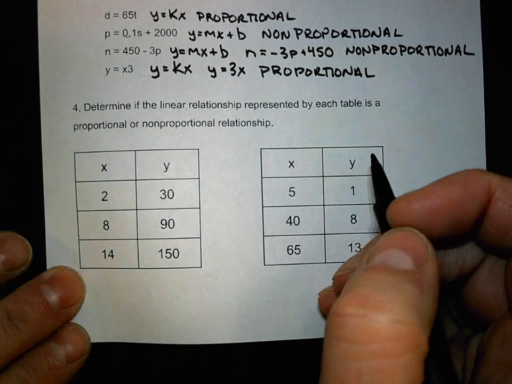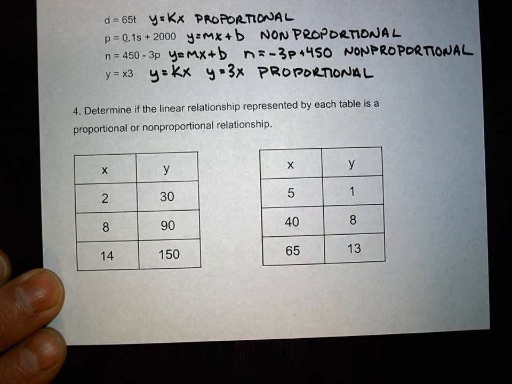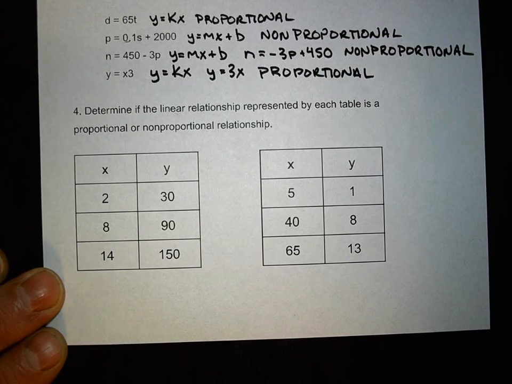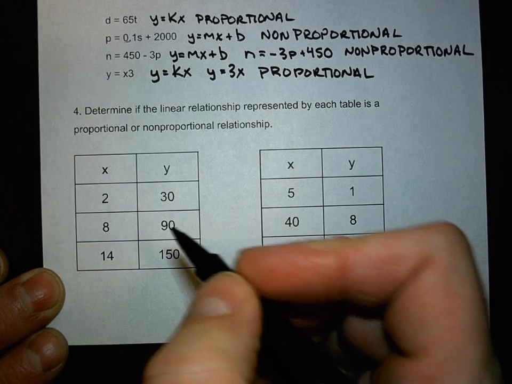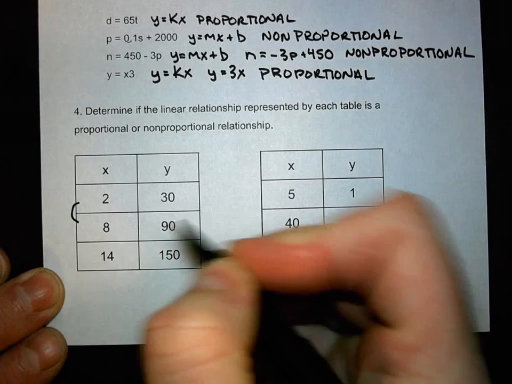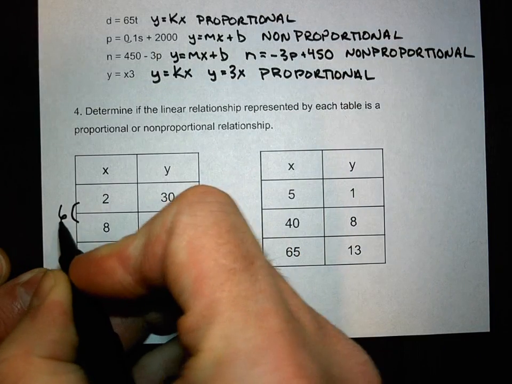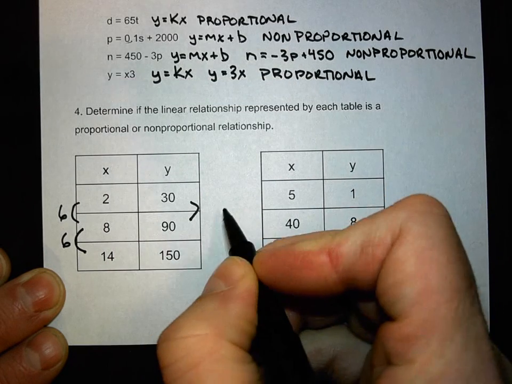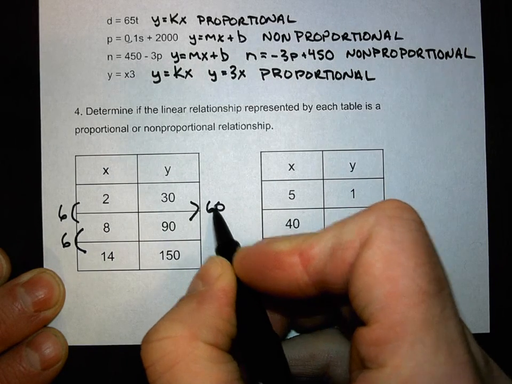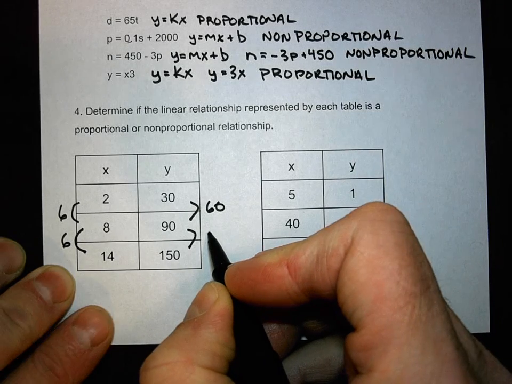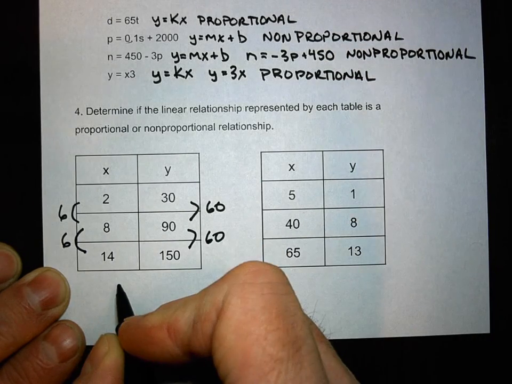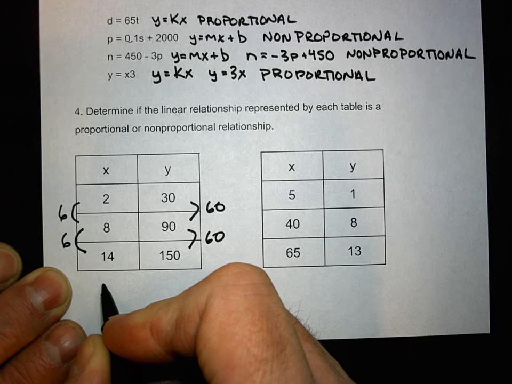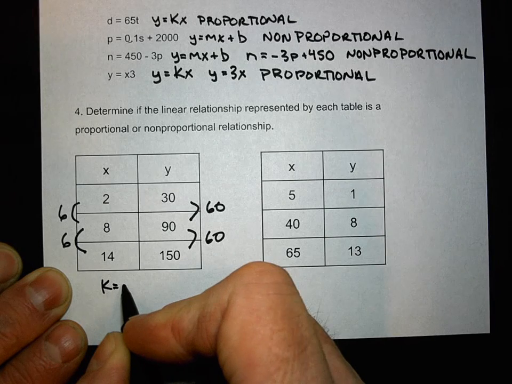So, one, I'm going to check and see if they're definitely following a rate. So what's the difference between 2 and 8? 6. How about 8 and 14? 6. Okay, 30 and 90? 60. 90 and 150? 60. So I put y over x. So m equals y over x, right?